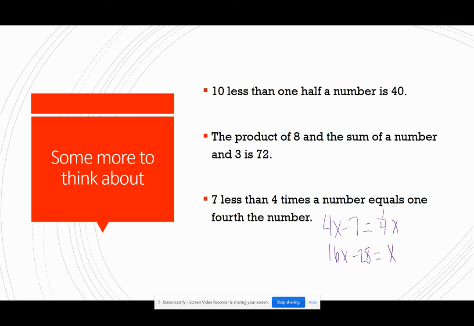Usually we subtract over the smaller of the two variables. However, we already have the constant over here. We have an x over here. We want to get the x alone. So I might as well keep the constant on this side and subtract this over. Either way, we'll still get the same answer, but this is just taking one less step to get there. So negative 28 equals negative 15x. So my x is 28 divided by 15.